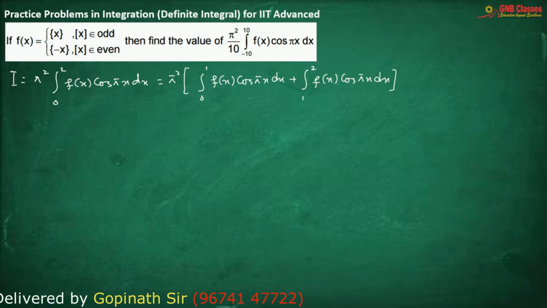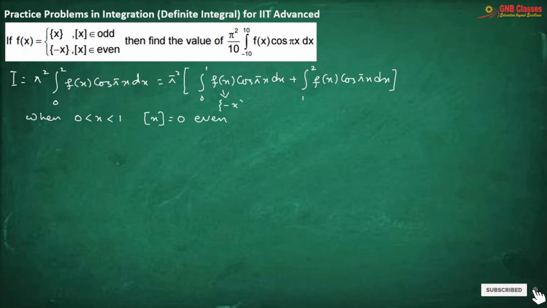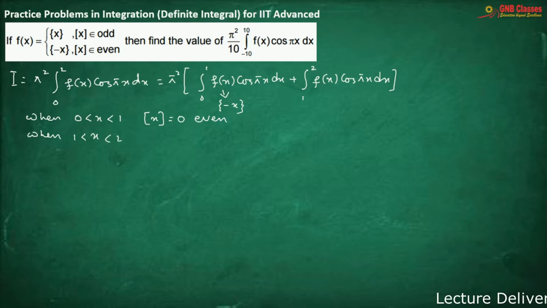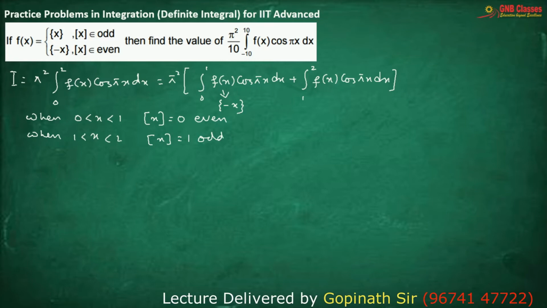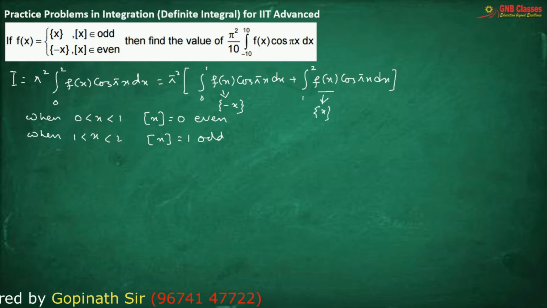Now when x lies between 0 and 1, your floor of x gives you 0, which is an even integer. So this f(x) will be replaced, according to the definition of the function, by the fractional part of minus x. When x lies between 1 and 2, in that case your floor of x becomes 1, which is an odd integer, right? So according to the definition, this f(x) will be replaced by the fractional part of x. Is it clear to everyone?